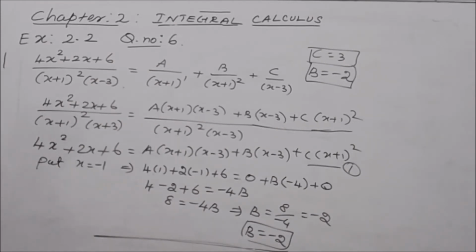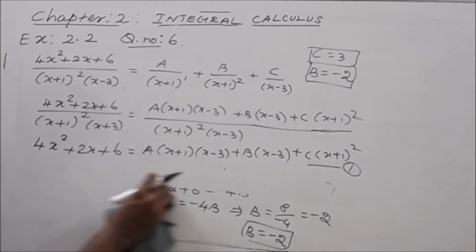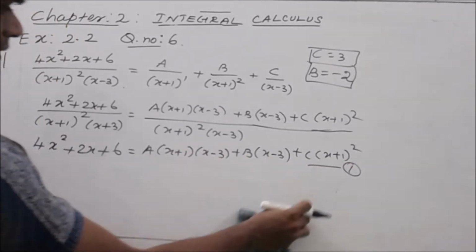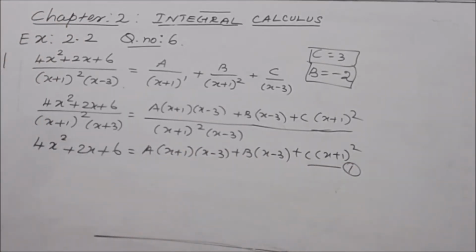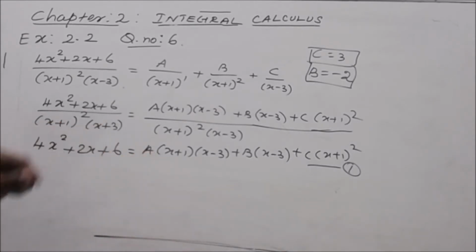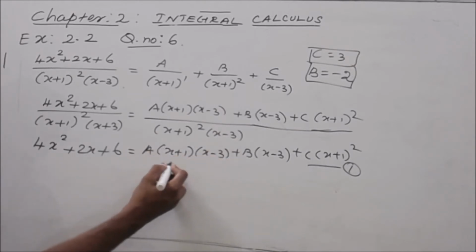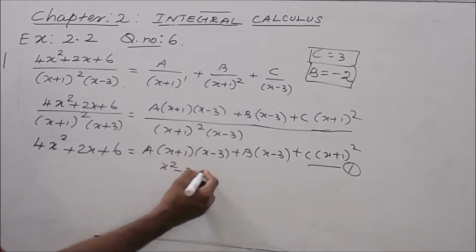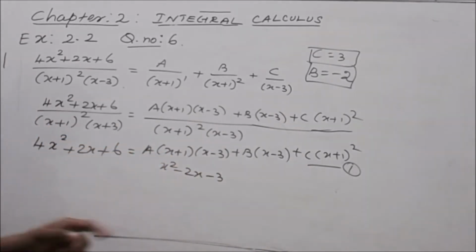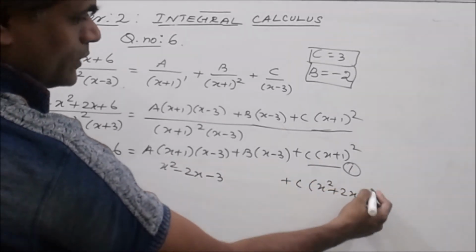To find the value of a, we can substitute x equal to 0 and find the value, or otherwise equate the coefficient of the term which involves a. That means multiplying this out, we have x square minus 2x minus 3, and then expanding c, we get x square plus 2x plus 1.